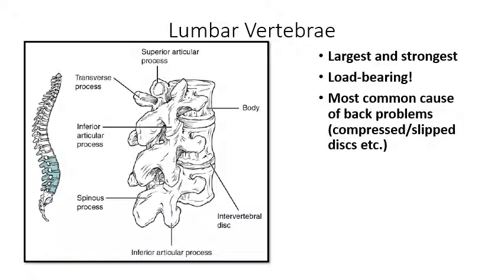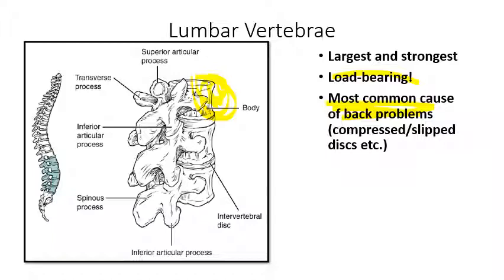Okay, looking at the lumbar vertebra now, they are load bearing. They bear a lot of the body's weight, and so they have the thickest and largest of the centrums, the thickest bodies. They are the most common cause of back problems. If you have compression of a disc or a slipped disc or something like that, it usually happens inside the lumbar vertebra because they carry the most weight.